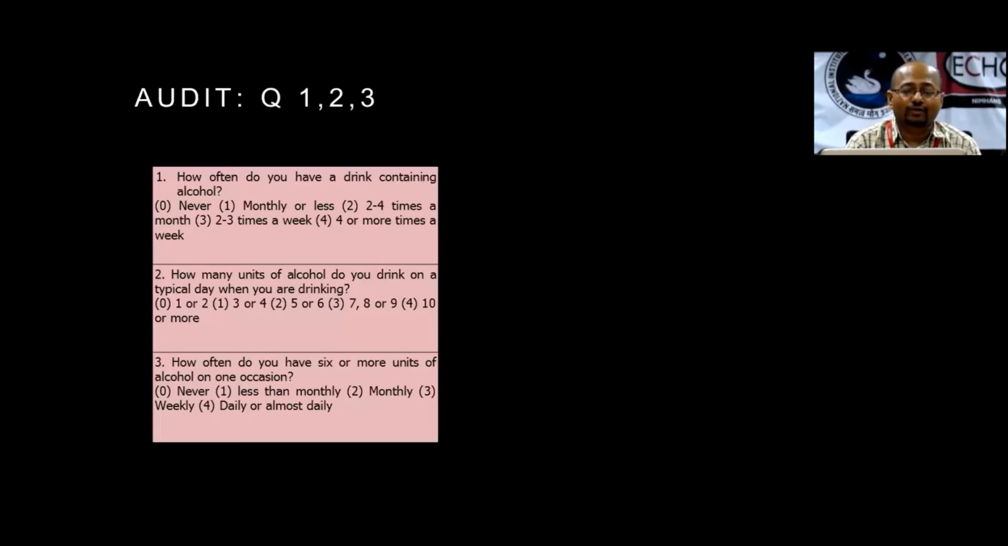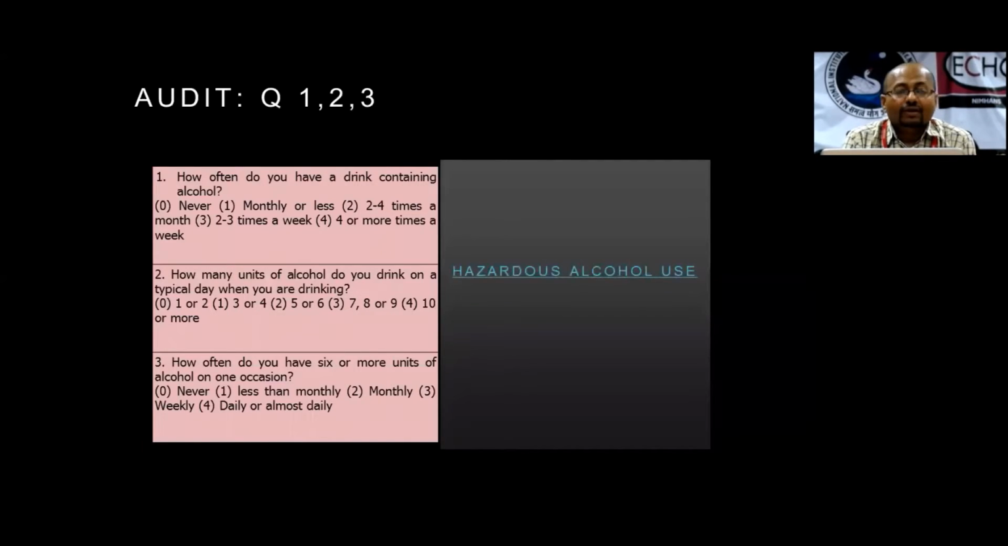Coming to the first 3 questions, the reason I'm taking them together is that there is some significance to that. First question: how often do you drink alcohol in the last 1 year? Everything is for the last 1 year. 0 means a score of 0; 0, 1, 2, 3, 4 are the scoring marks: never, monthly, and so on. How many units of alcohol do you drink on a typical day when you're drinking? How often do you have 6 or more units of alcohol on one occasion? Again, in the last 1 year.